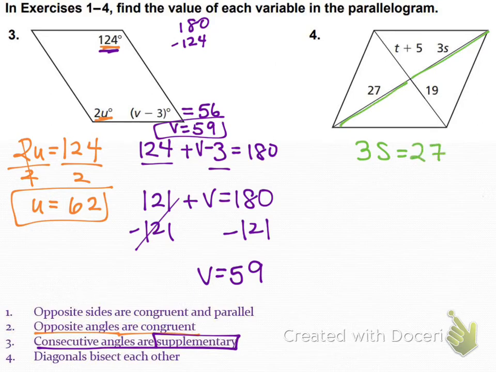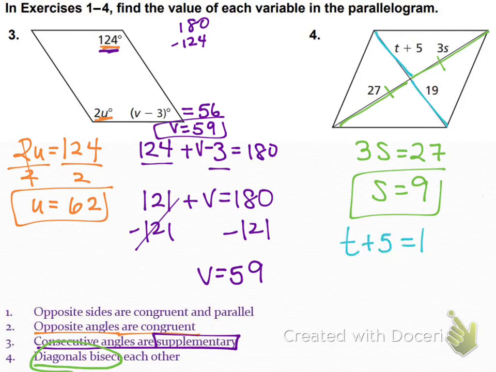Because the diagonal has been bisected, right? So it's been cut in half. This is the halfway point, which means 27 equals 3s, so s equals 9. And then the same thing with t plus 5 and 19. T plus 5 will equal 19, which means t equals 14.